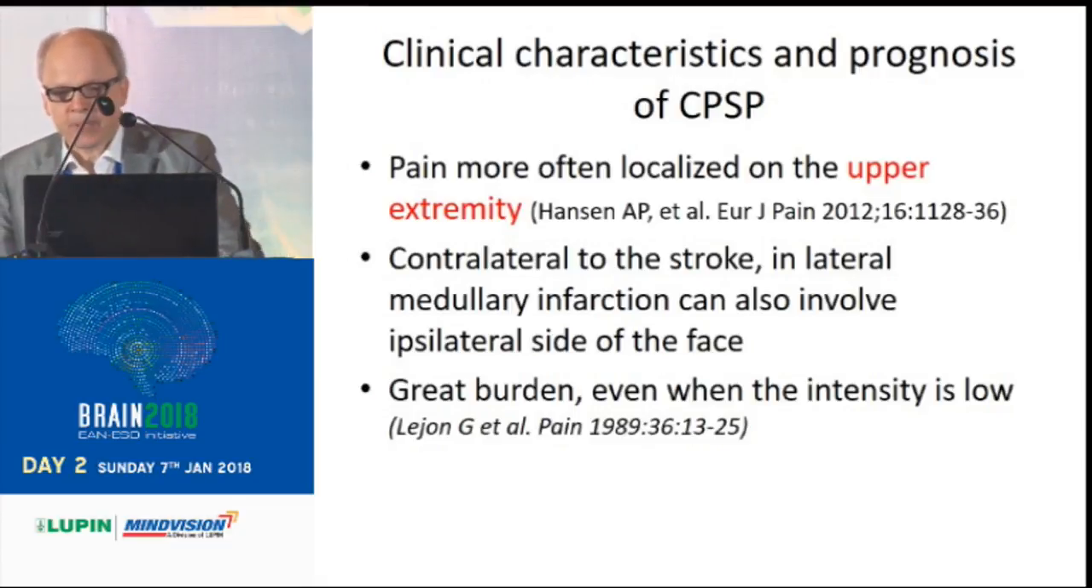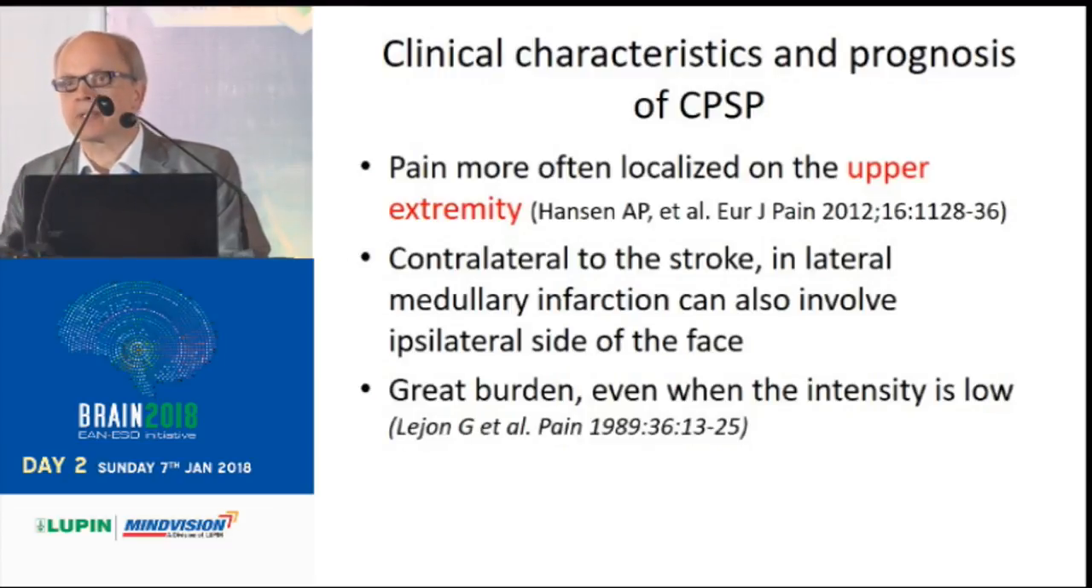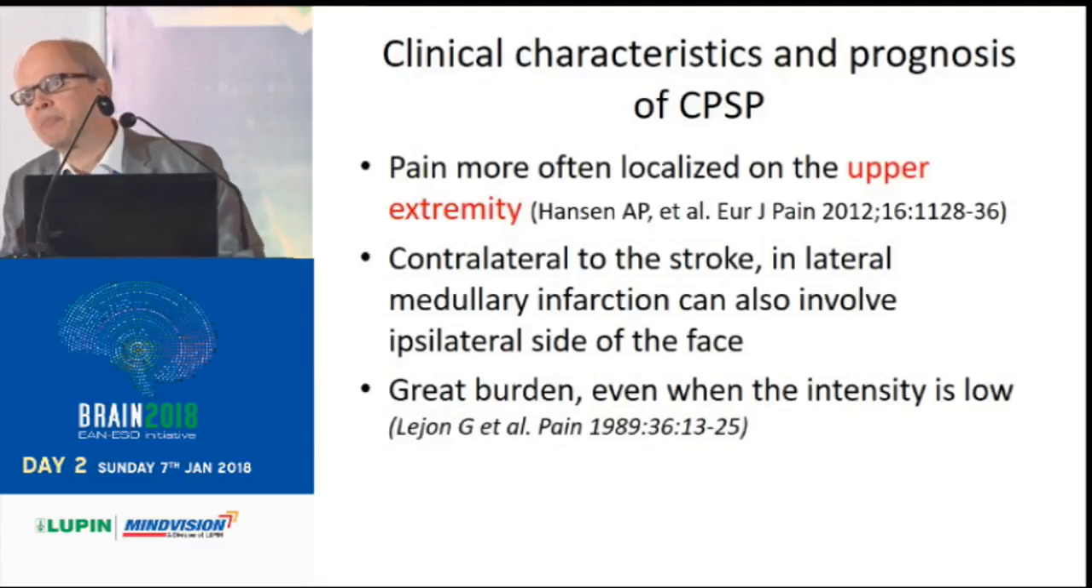And in some patients with lateral medullary infarction, it's of course always contralateral to the stroke, but some patients with these conditions may also develop pain on the ipsilateral side of the face, of course, depending on the localization. So they have pain on the ipsilateral side of the face and also contralateral to the stroke. And some of these patients may just come because of this ipsilateral facial pain, which may be very severe. And it's one differential diagnosis of unexplained central neuropathic facial pain.